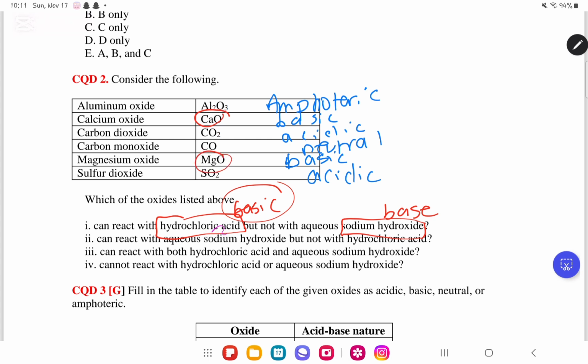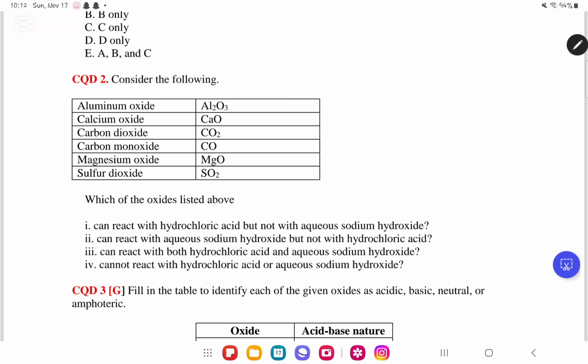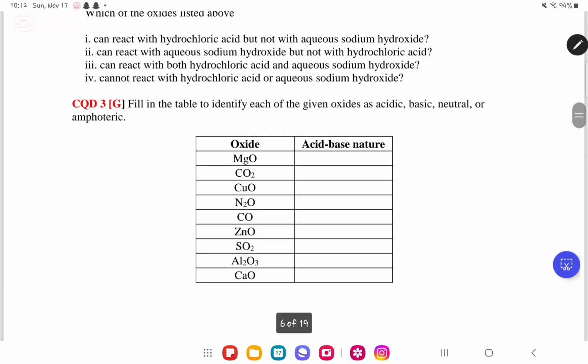Next one, it can react with a base but not with an acid. That means it has to be acidic. Which ones are acidic? We have CO2 and SO2. It can react with both basic and acidic. It is amphoteric, so Al2O3. And then finally, it cannot react with the acid or the base. That means it is neutral, so it is then CO. Now we go to CQD 3.